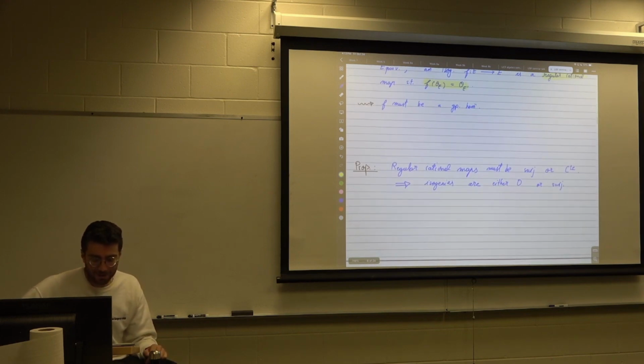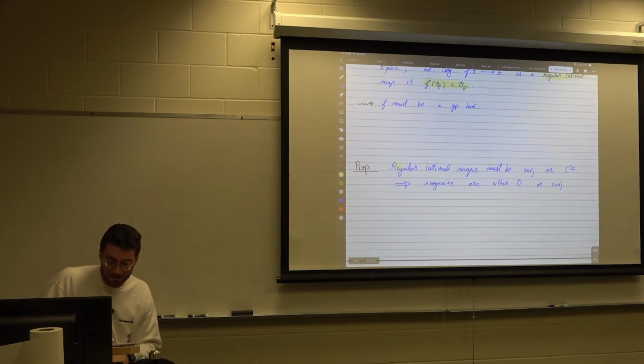So now this proposition is the following. Regular rational maps are surjective or constant.